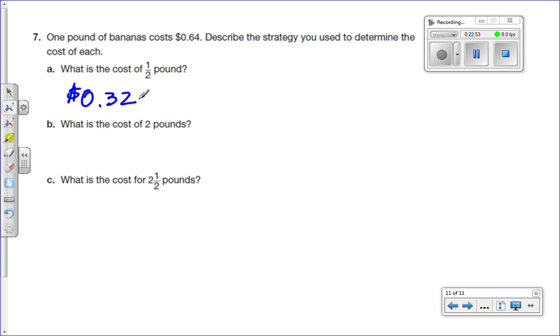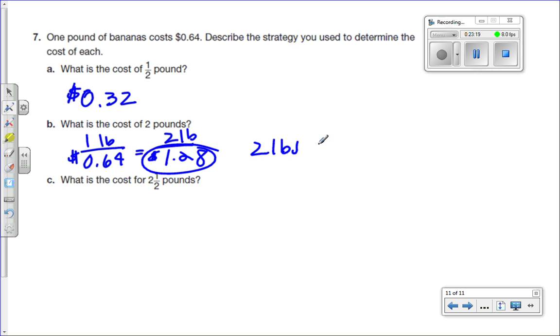Again, I'm just writing out answers. You need to write complete thoughts in your math book. Next, we have 1 pound, 64 cents. We want to know about 2 pounds. Well, 1 times 2 is 2, so 64 cents times 2 gives me $1.28. So 2 pounds would cost $1.28.